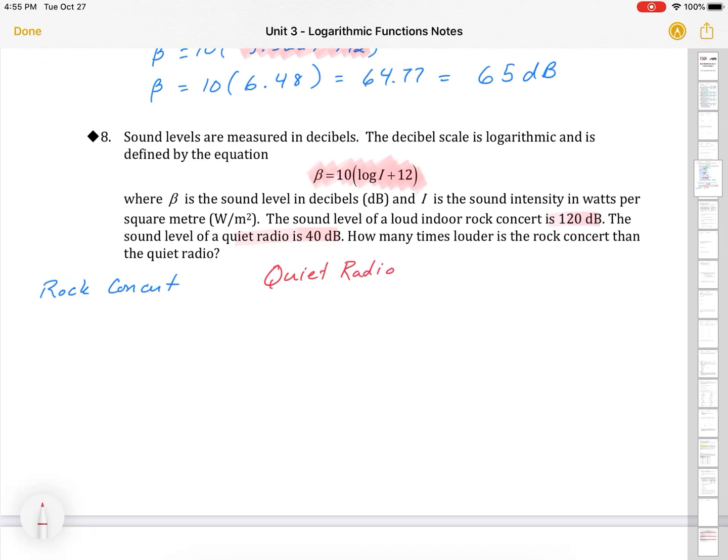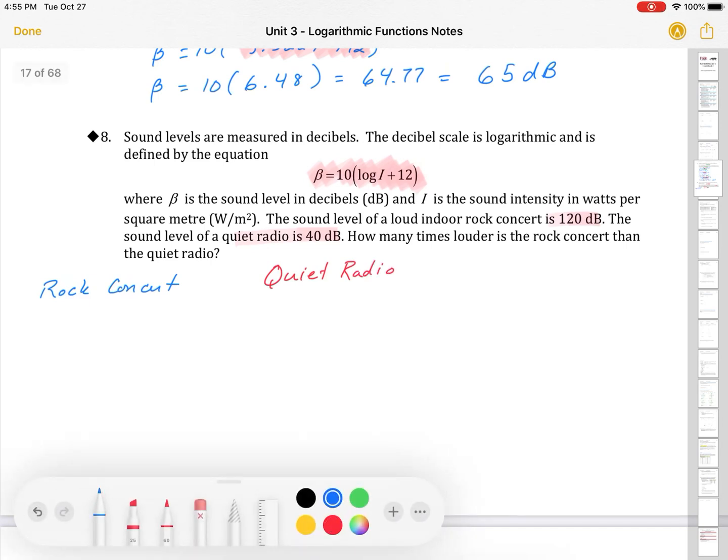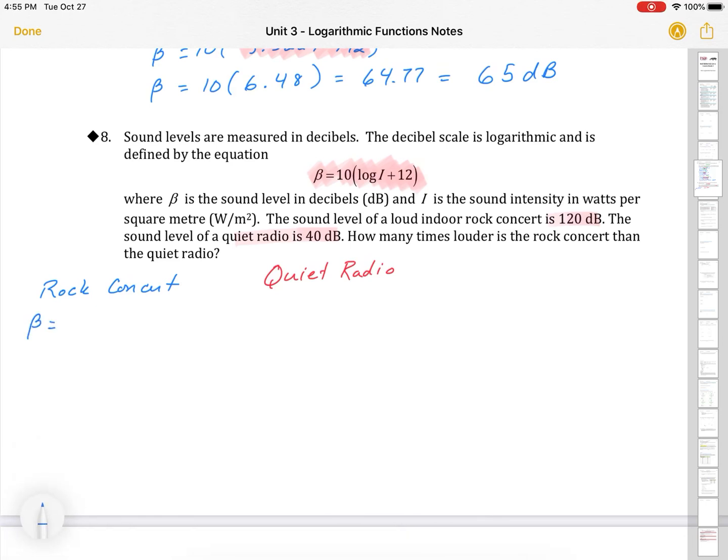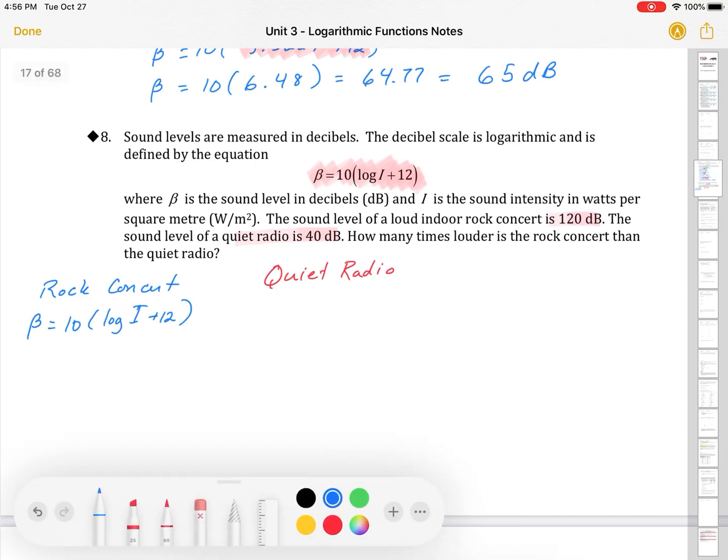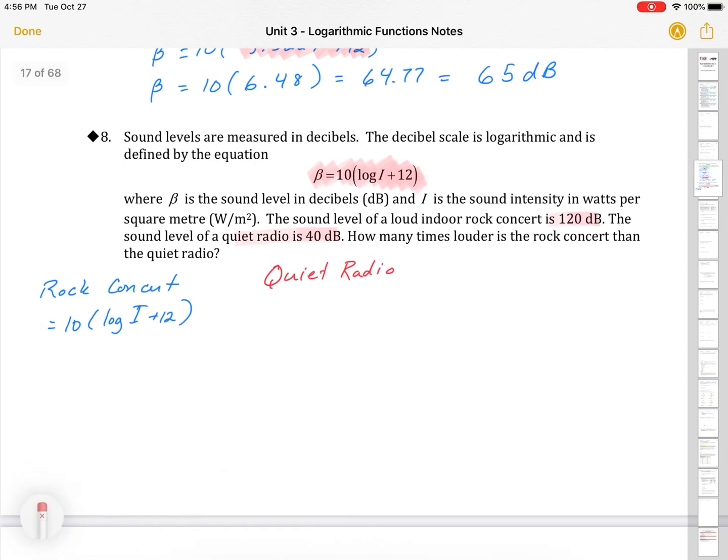Okay, so using our formula as given, B is equal to 10 log of I plus 12. For the rock concert, our decibels is actually 120, so we'll just put that right in.